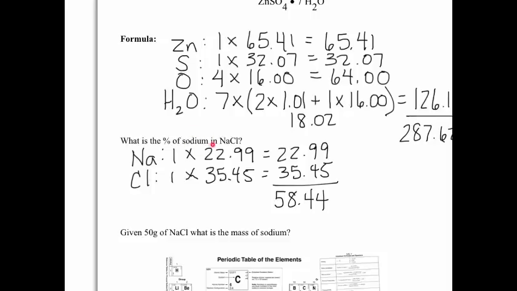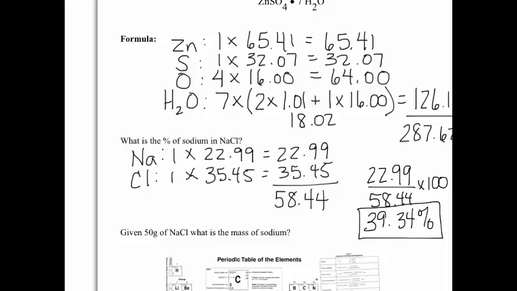Since we're looking for sodium, we're going to put the total mass of the sodium atom. In this case, there aren't multiple. So we put 22.99 divided by 58.44. Multiply the whole thing by 100. And we get 39.34%. So 39.34% of the mass of sodium chloride is due to sodium.